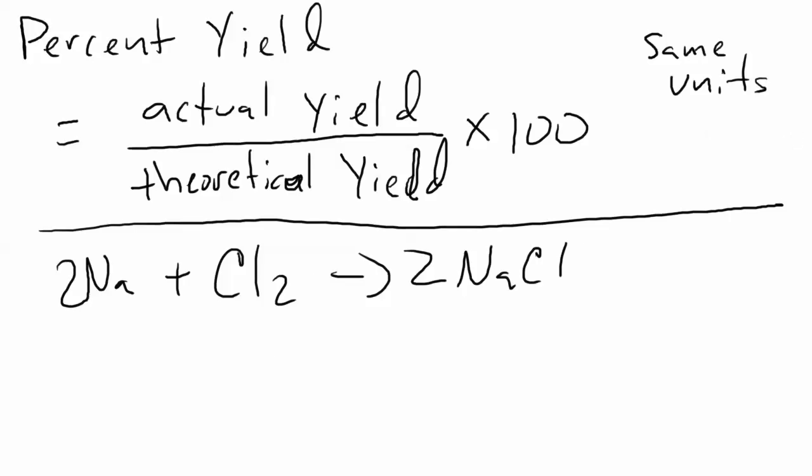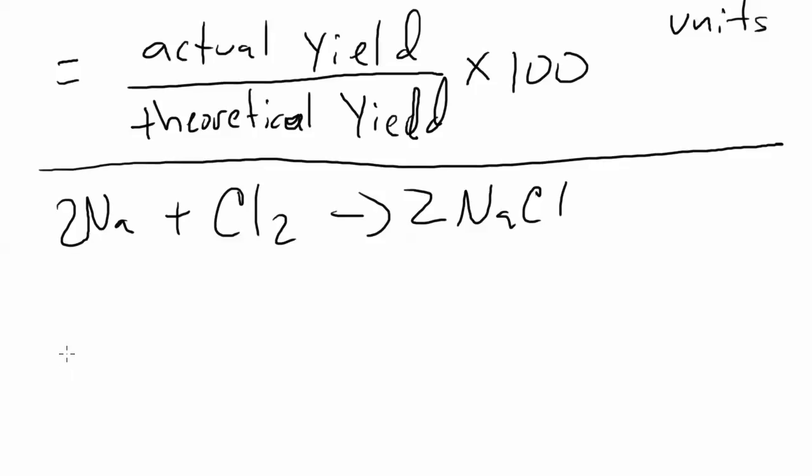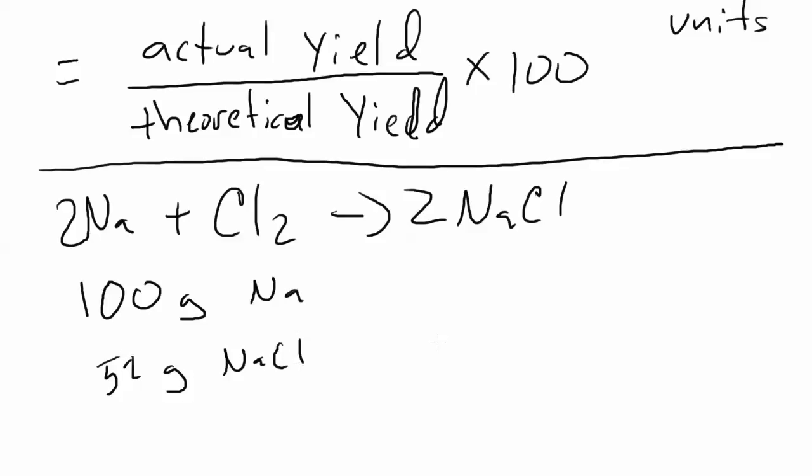So let's pick some numbers. Let's say that we react 100 grams of sodium, and there's an excess of chlorine. There's plenty of chlorine. That's not going to run out. And let's say that we make 52 grams of sodium chloride, and we want to know what the percent yield is.